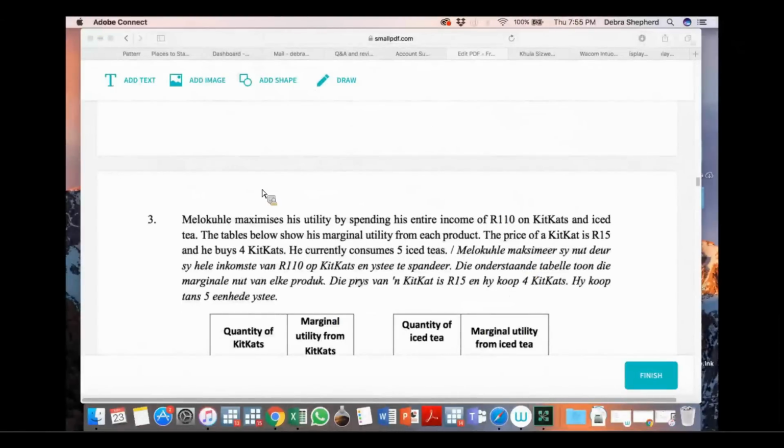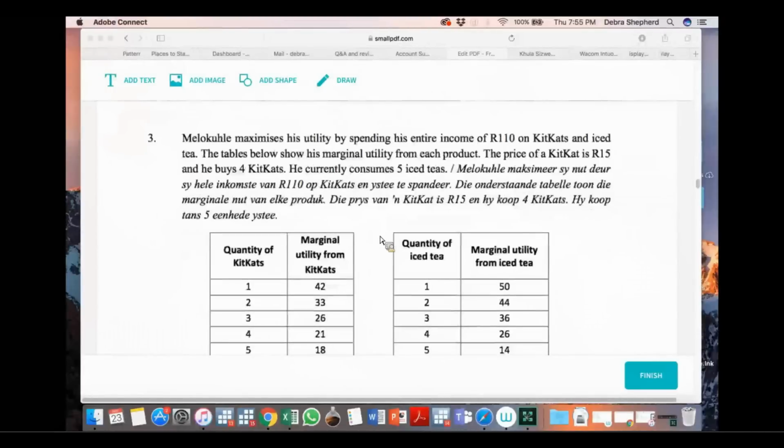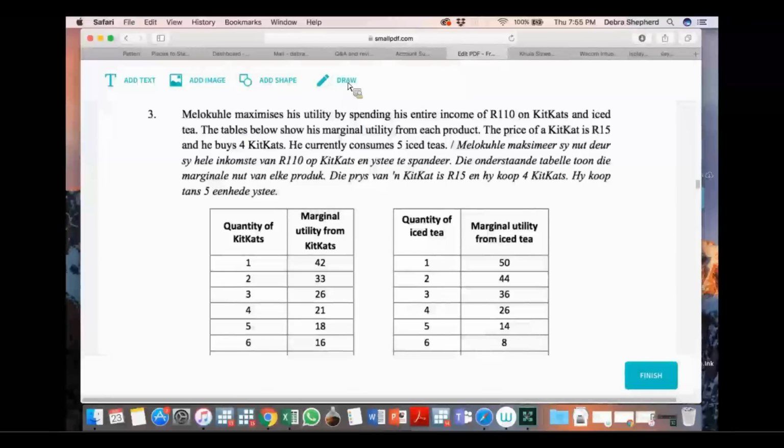So the next question says, Melo Kuchle maximizes his utility by spending his entire income of 110 Rand on Kit Kats and iced tea. The table below shows his marginal utility from each product. The price of a Kit Kat is 15 Rand and he buys 4 Kit Kats. He currently consumes 5 iced teas. So we have quite a bit of information here. We know that his budget is 110 Rand. So whatever he buys has to add up to 110 Rand.